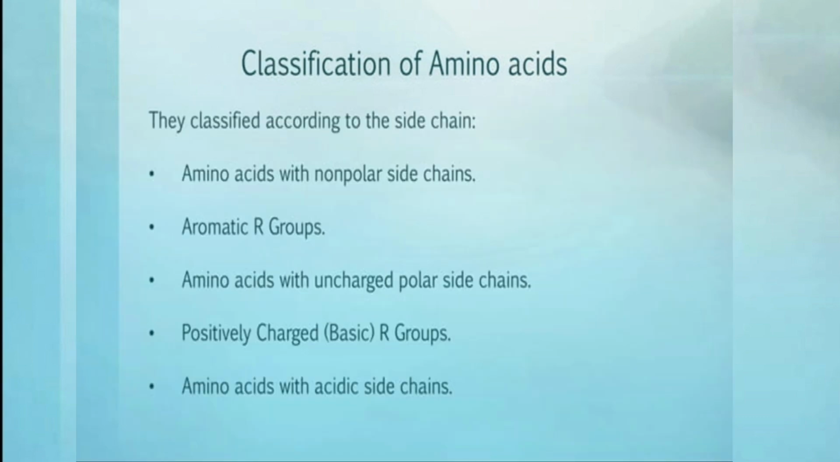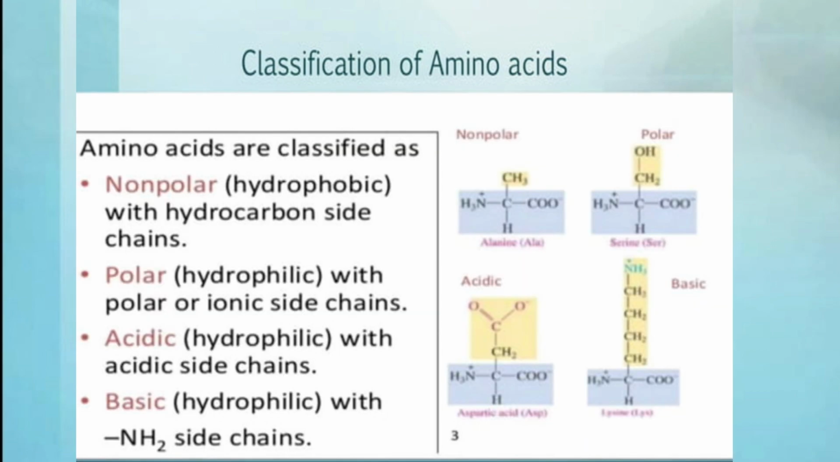Classifications of amino acids. They are classified according to the side chain: amino acids with non-polar side chains, aromatic R groups, uncharged polar side chains, positively charged basic R groups, and amino acids with acidic side chains. Amino acids are classified as non-polar hydrophobic, polar hydrophilic, acidic hydrophilic, and basic hydrophilic.